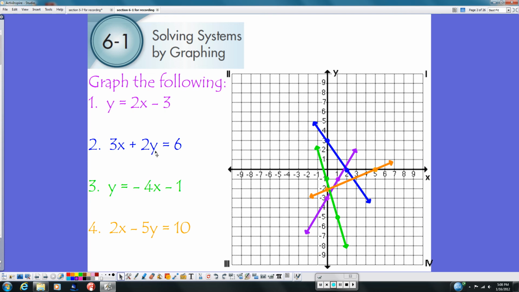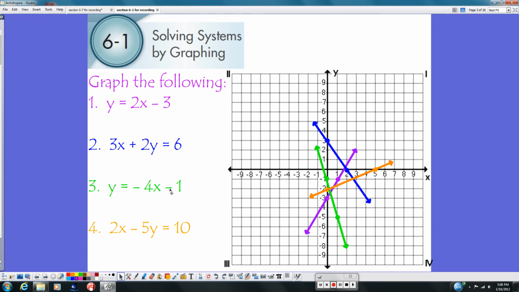The second equation is in standard form. So we cover up the 3x, so our y is going to be 3 because 2 times 3 gives me 6. Cover up the y, and 3 times 2 gives me 6, so my x is 2. I put a dot on 3, a dot on 2, and I connect to get my blue line.